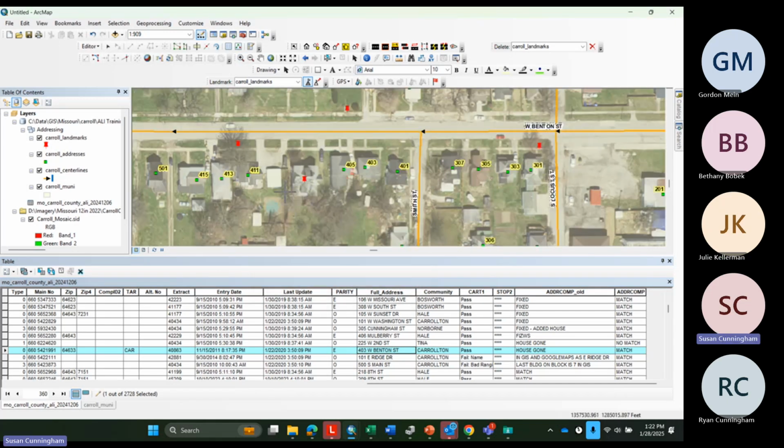The 407 structure is gone. So I got that in the wrong spot. His mark, it looks like it's there, but this was flown before he went out and drove it, and there was no house there.